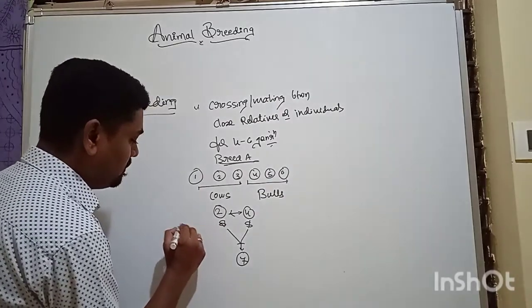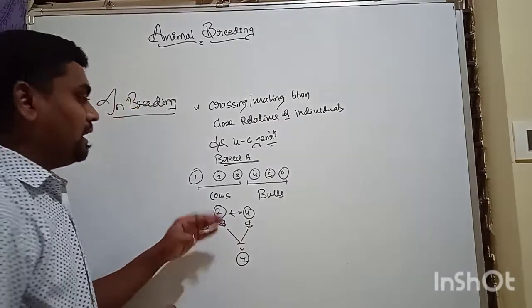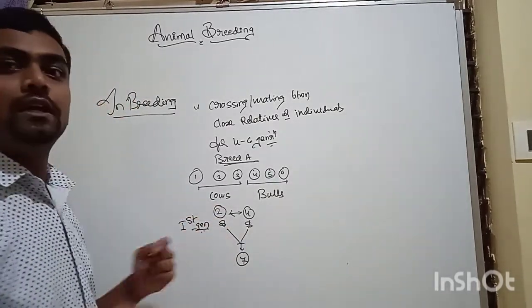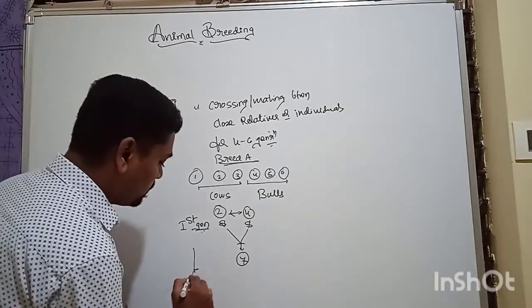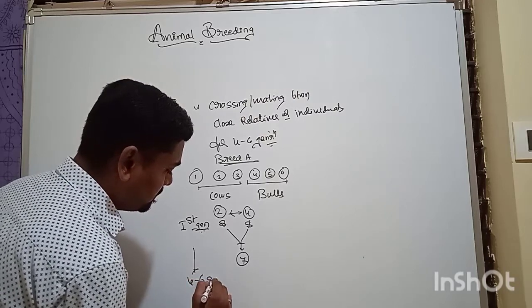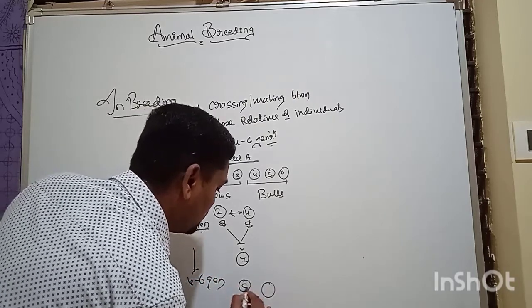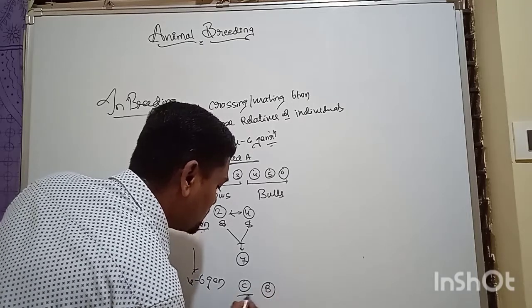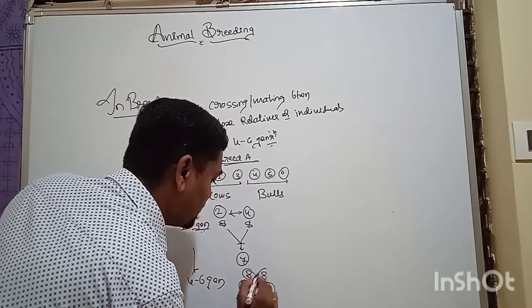This is called the first generation. Like that it will produce so many, and I'll be looking for the superior quality. Like that, it should go through 4 to 6 generations. At last I'll get some good cows and some good bulls, both superior in nature.